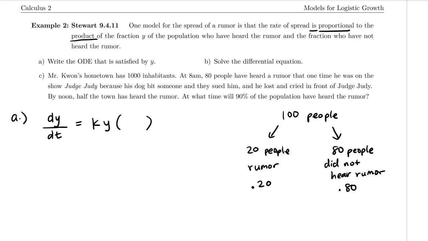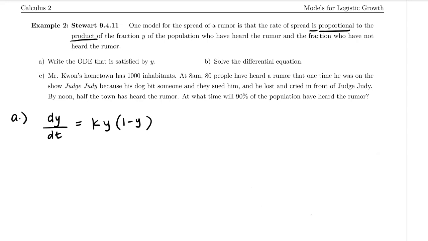And notice the relationship between those two numbers. Let's say I knew that 20% heard the rumor, then 1 minus 0.20 is equal to 0.80, and that represents the proportion of people who have not heard the rumor. So in general, in here, I can replace that with 1 minus y. Part B says solve the differential equation.